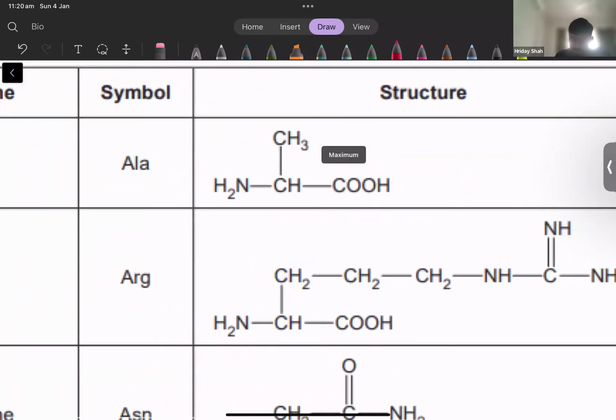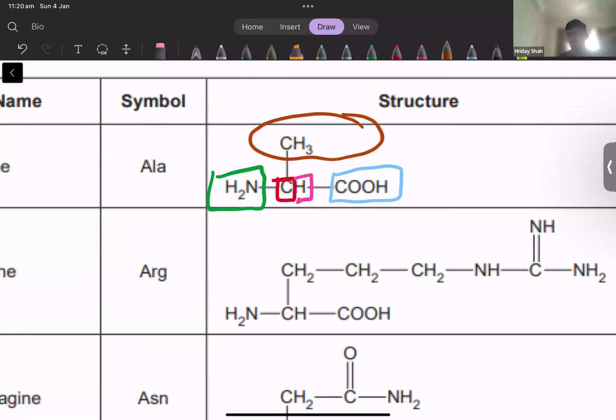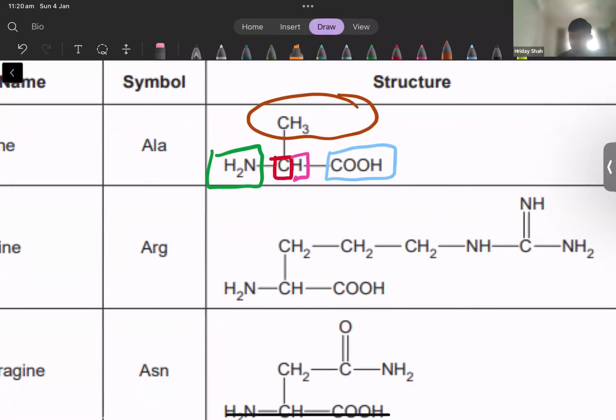So if we break it down, here is our central carbon. Here is our hydrogen. Here is our carboxyl group. Here is our amine group. Same structure, right? Carboxyl to the right, amine to the left. Hence, anything left at the very top is always representing our variable R group.